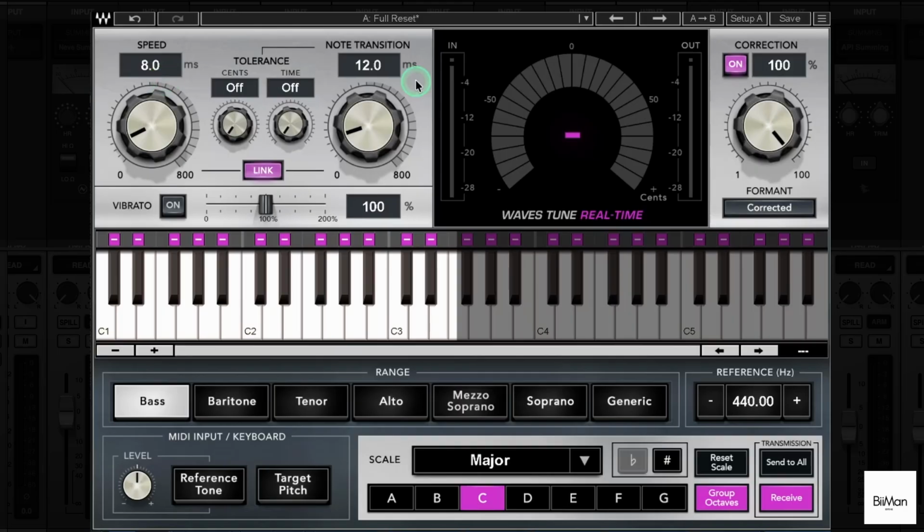I believe we are done with the top section of this plugin. Now let's go back to the bottom again. So guys, we're going to go back to the scale, and I'm going to show you something about this plugin that really makes it stand out and makes it so user-friendly.